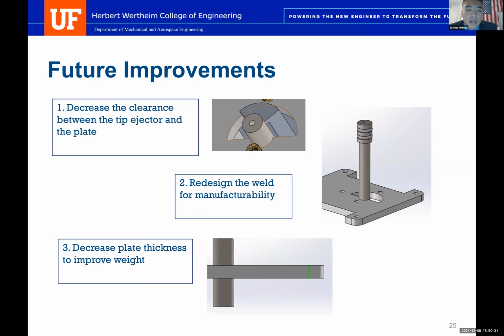We do want to redesign the weld for manufacturability. This requires a clever way of doing it, but we have discussed using external threads or maybe manufacturing in a way such that the plunger just snaps into that bottom plate. Lastly, a simple change that we want to do to improve the weight is to just reduce plate thickness. That will be dependent on how we choose to mount the plunger in the future.